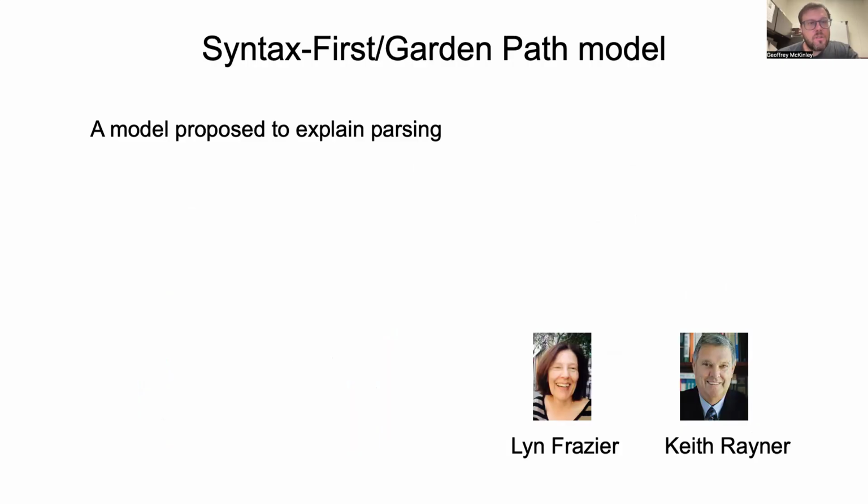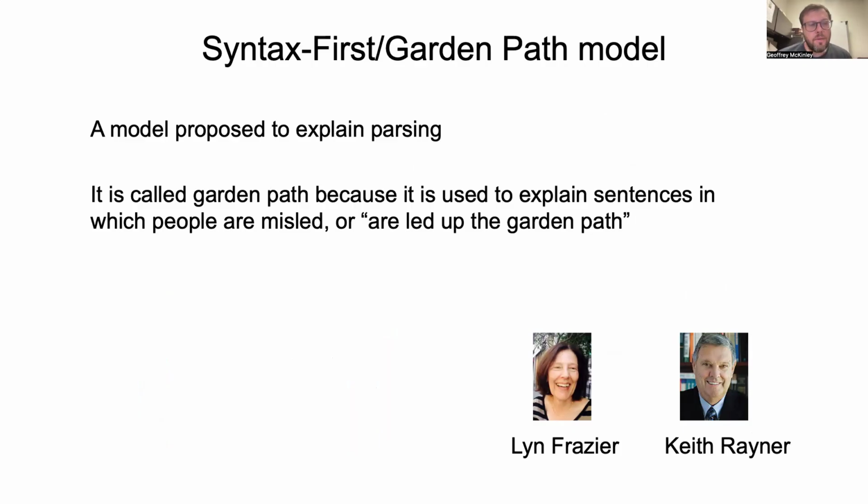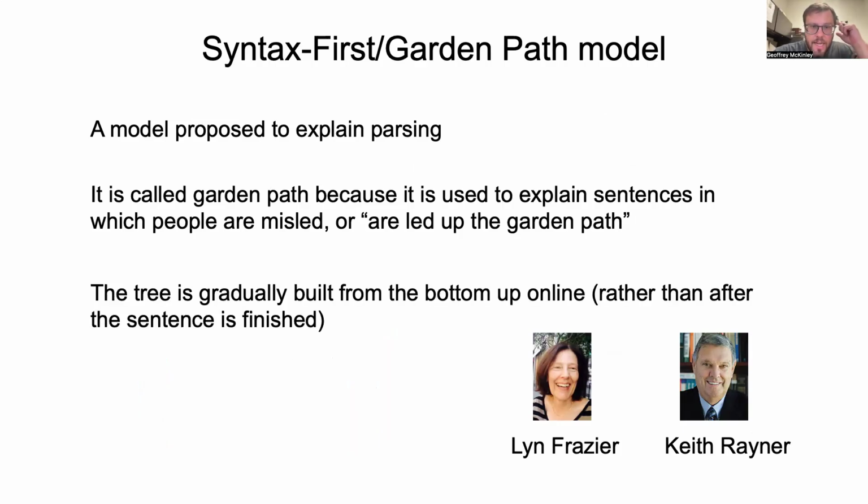And with this came what's called the syntax first model. This is a model used to explain parsing or syntactic processing. It's also called the garden path model, but that's only because it is used to explain sentences in which people are misled or led up the garden path. But the whole idea with this theory is that the syntax tree is gradually built from the bottom up and in an online fashion rather than after the sentence is finished. And only one tree can be built at a time.